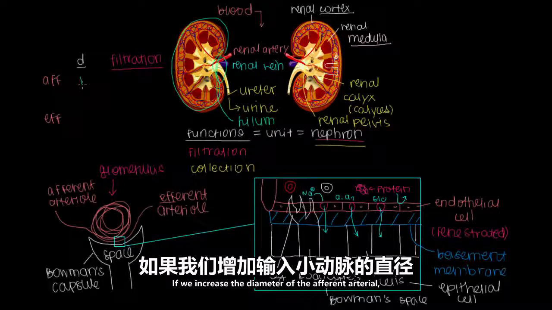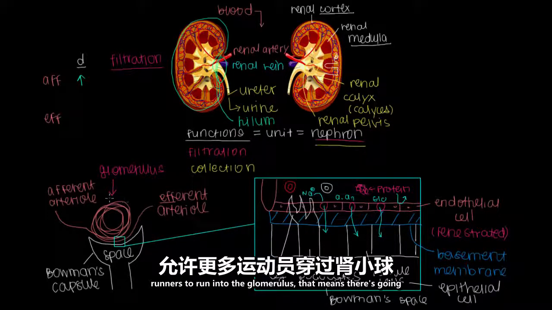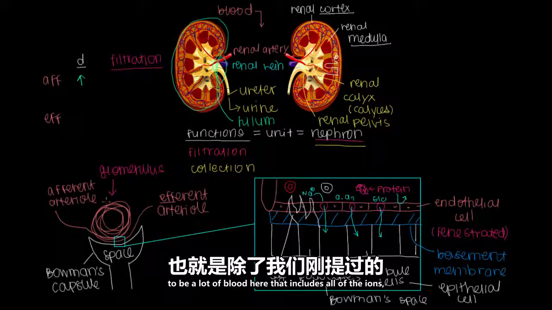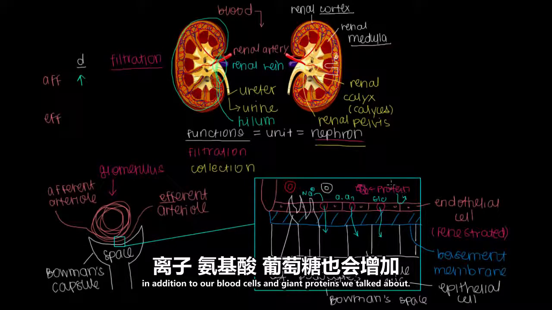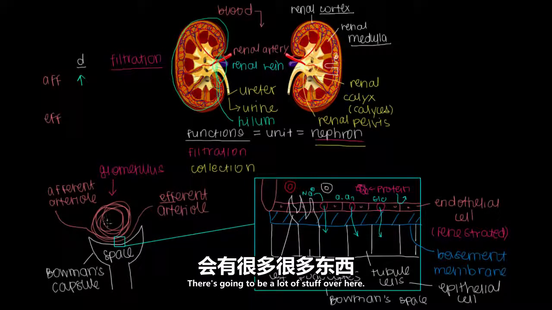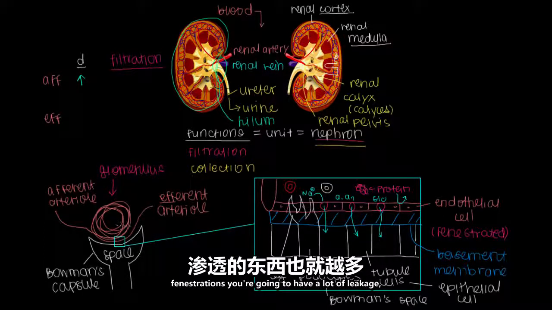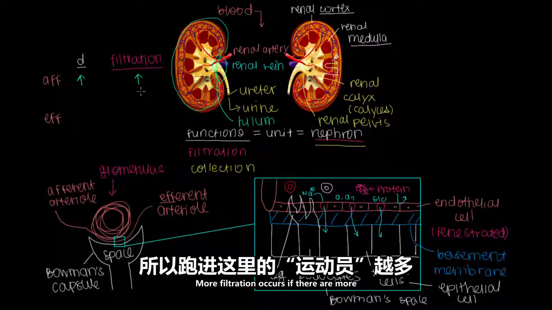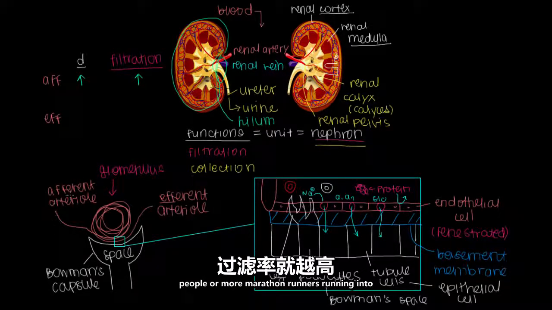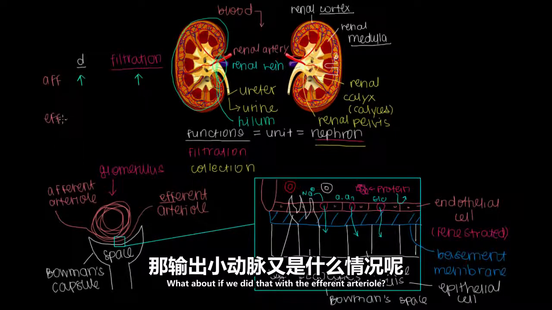How does the diameter of our vessels change the rate of filtration? Well, if we increase the diameter of the afferent arteriole, or if we have a very wide path that allows a lot of marathon runners to run into the glomerulus, that means there's going to be a lot of blood here. That includes all the ions and the amino acids and glucose, in addition to our blood cells and giant proteins we talked about. There's going to be a lot of stuff over here. And so if there's a lot of stuff running over these fenestrations, you're going to have a lot of leakage. And so there's going to be a lot of filtration. So more filtration occurs if there are more people or more marathon runners running into this space right here. So more filtration.